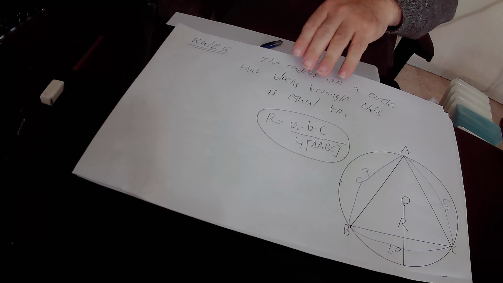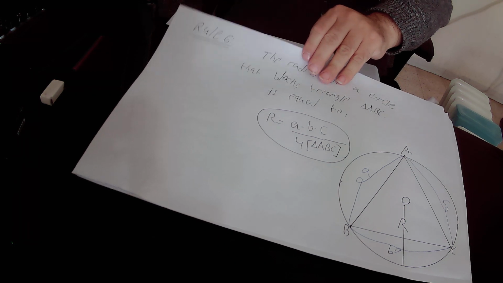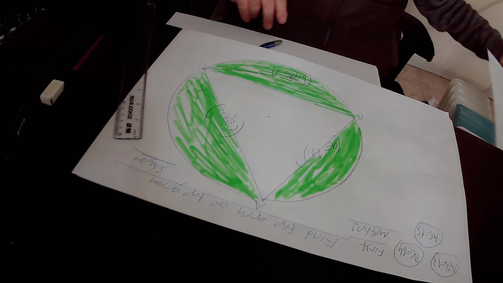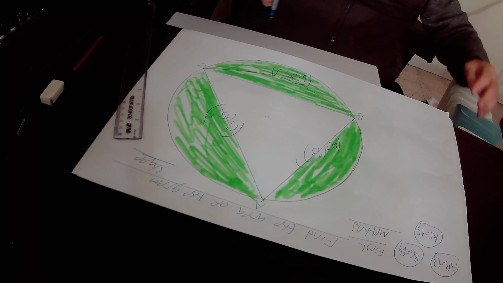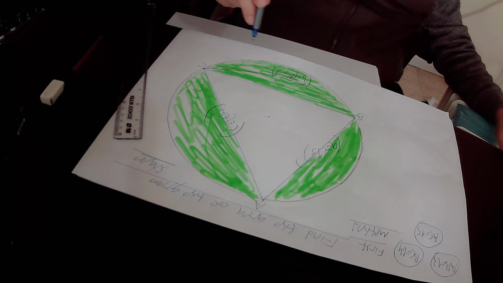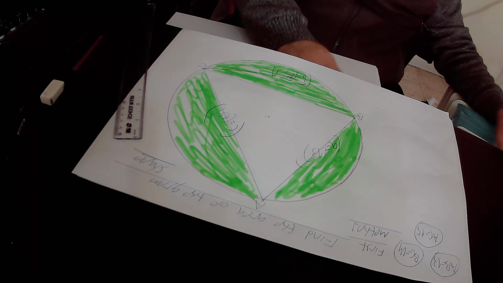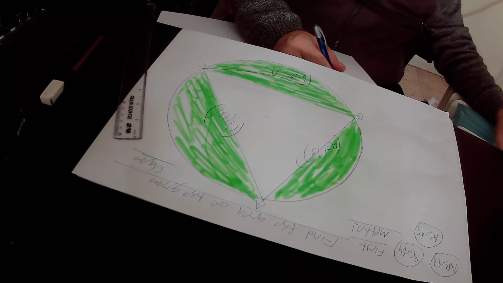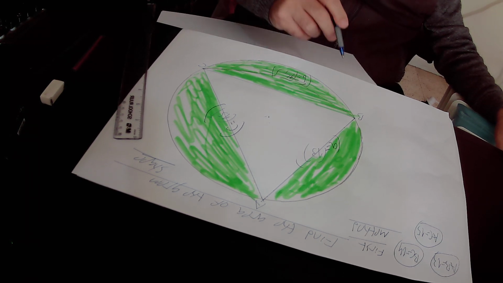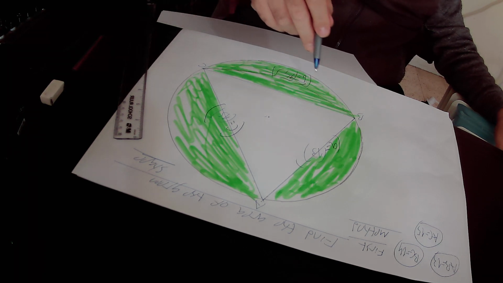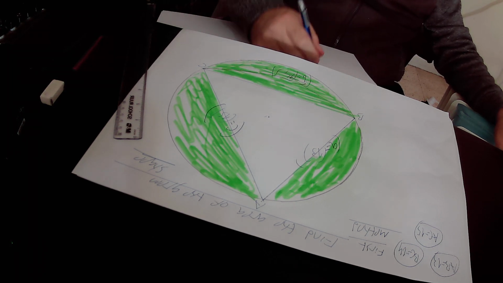So we actually can implement rule number 6 in our drawing. Why? Because in our drawing we have this circle that blocks triangle ABC. So we define the radius of this circle as capital R. According to rule number 6, capital R must be equal to A times B times C over 4 times the area of this triangle ABC that is blocked by this circle.